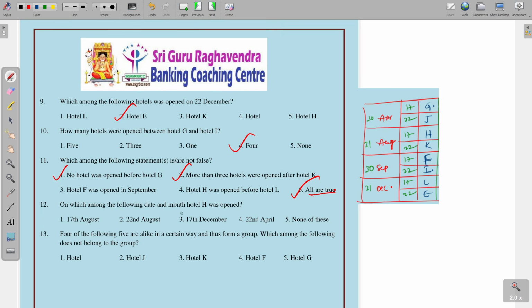On which date and month did Hotel H open? Hotel H opened on 17th August. Four of the following 5, which one does not belong to the group? So here a hotel is missing. Okay, so J, K, F, G. So see, J and next K and next F and G. Okay, J, K, F and G. So here one hotel is missing.